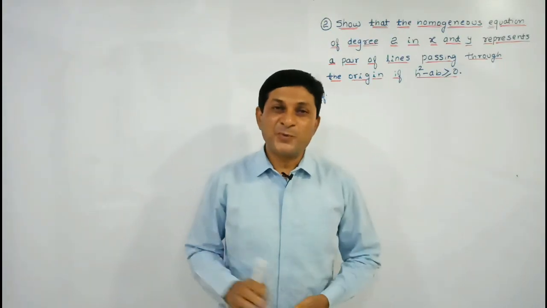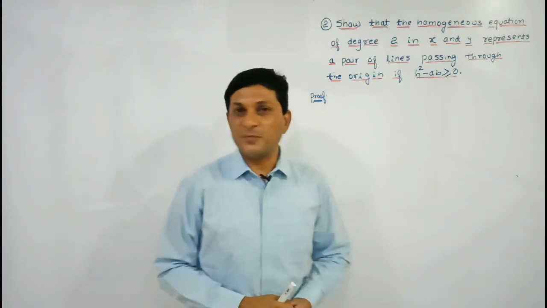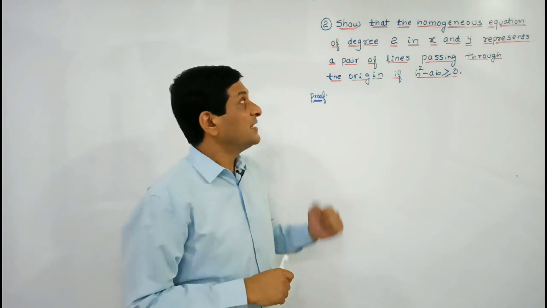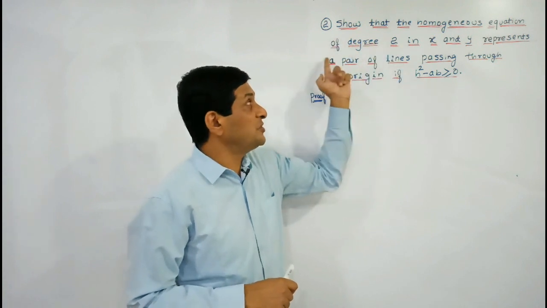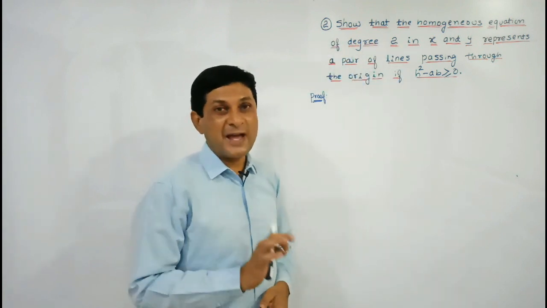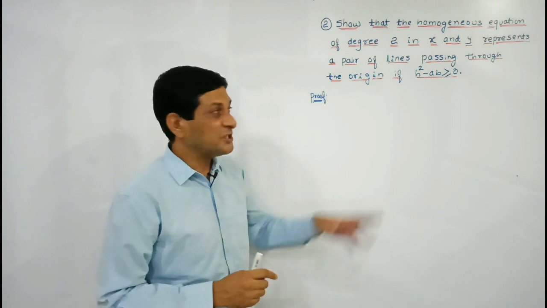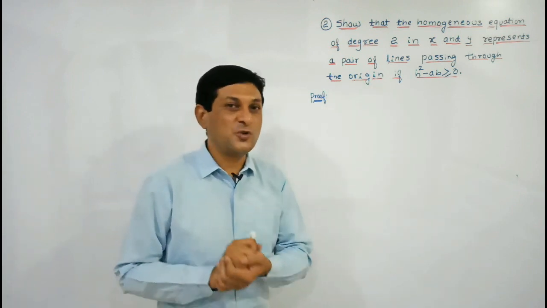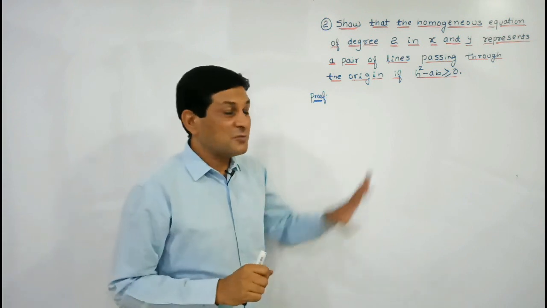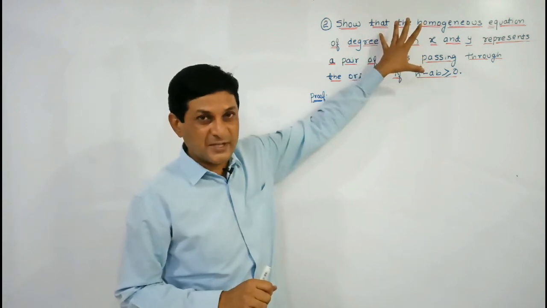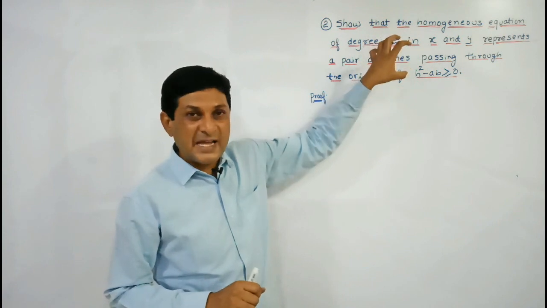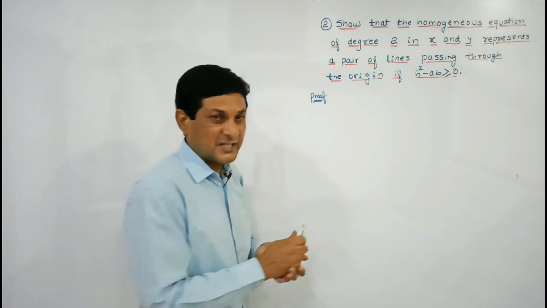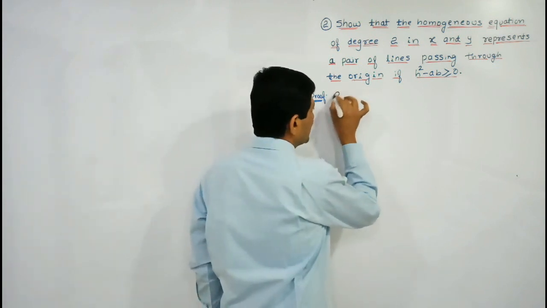Now let us try to prove the second and very important theorem from this chapter, which can be asked for 4 marks many times in the examination. So in which we have to prove that the homogeneous equation of degree second in x and y represents pair of lines passing through the origin if h square minus ab is greater than 0, means value of h square minus ab should not be negative. So here we have to consider one homogeneous equation, and simplifying that equation we have to prove that it represents pair of lines passing through the origin. So let us consider one homogeneous equation.